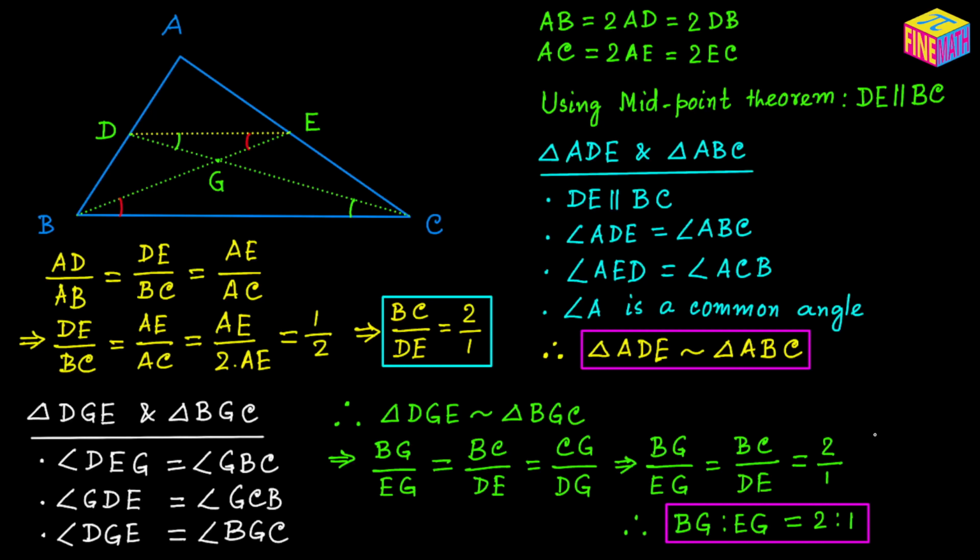Now here if you think about this median, the median BE is divided in 2:1 ratio by the centroid G because BG is to EG, that is now looking like 2:1. That means the centroid is dividing the median in 2:1 ratio.